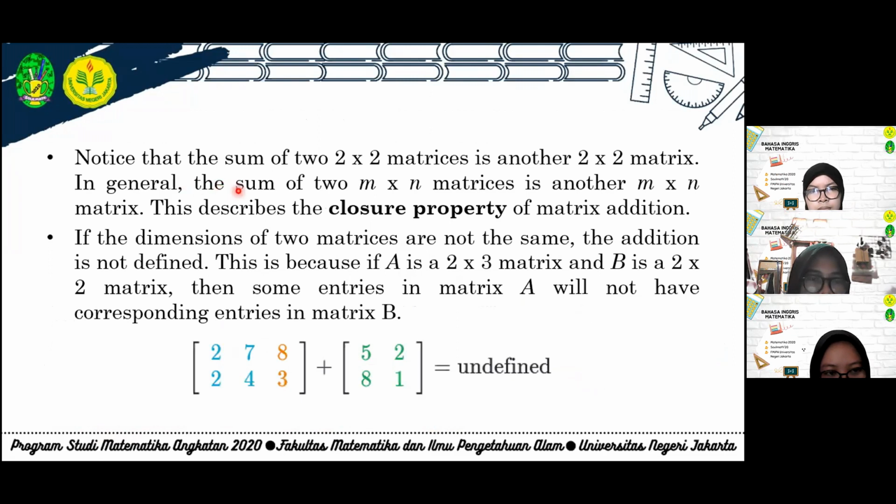Notice that the sum of two 2 by 2 matrices is another 2 by 2 matrix. In general, the sum of two m by n matrices is another m by n matrix. This describes the closure property of matrix addition. If the dimensions of two matrices are not the same, the addition is not defined. For example, if A is a 2 by 3 matrix and B is a 2 by 3 matrix, and then A plus B is undefined. Why? Because some entries in matrix A will not have corresponding entries in matrix B.